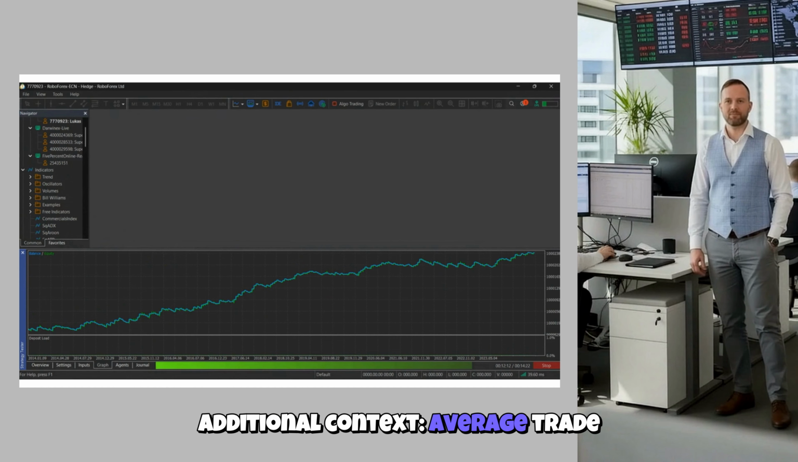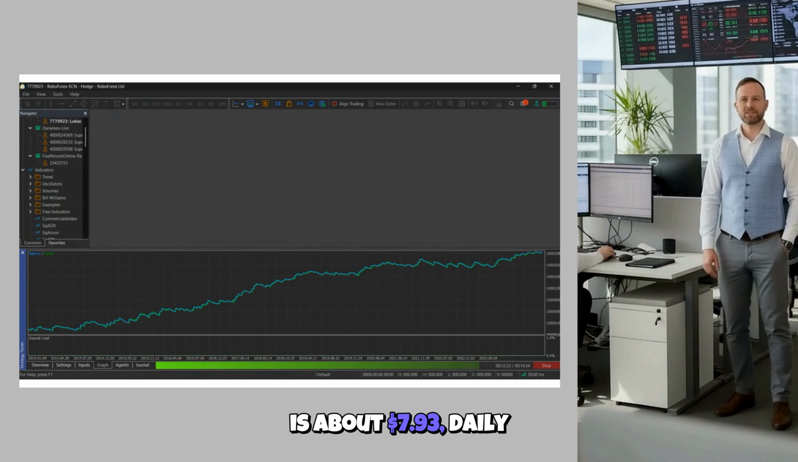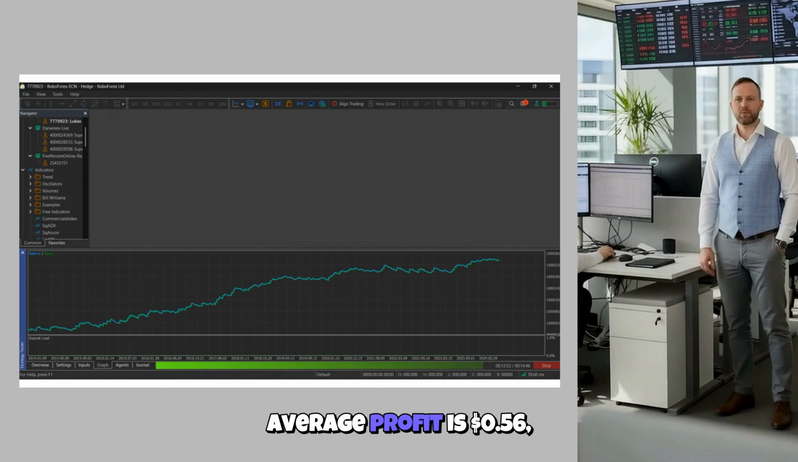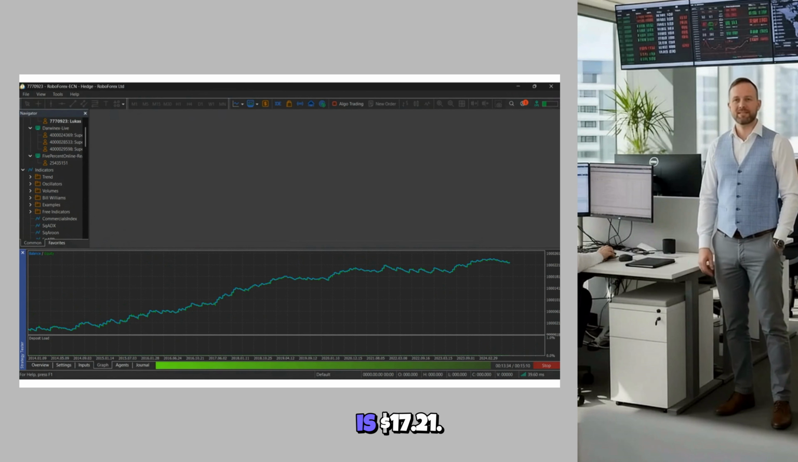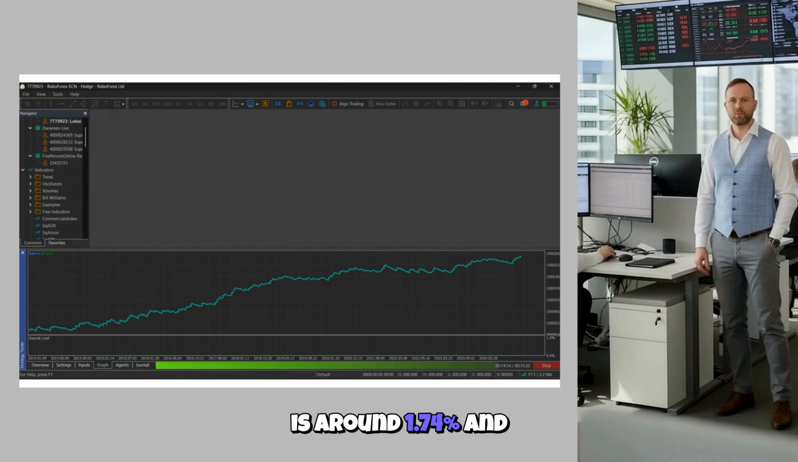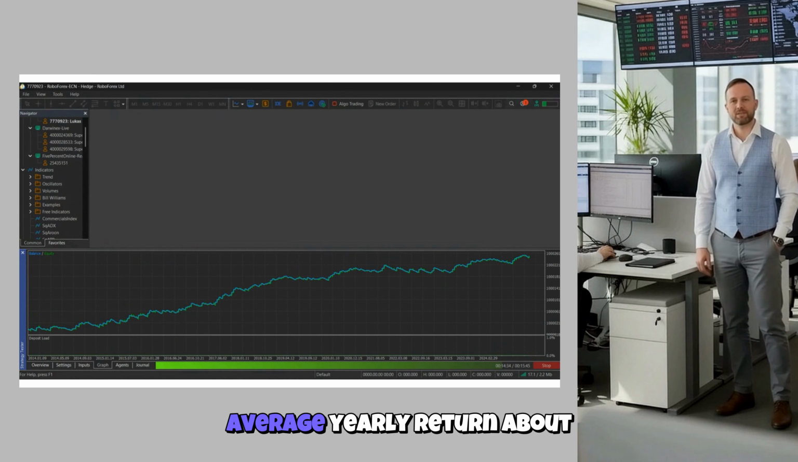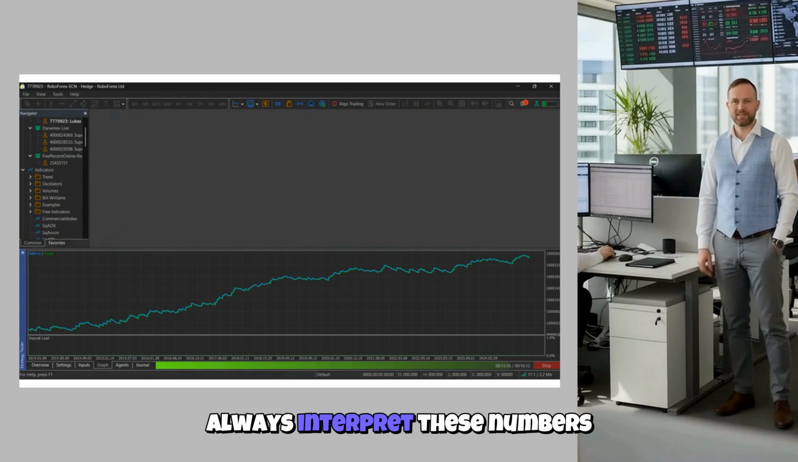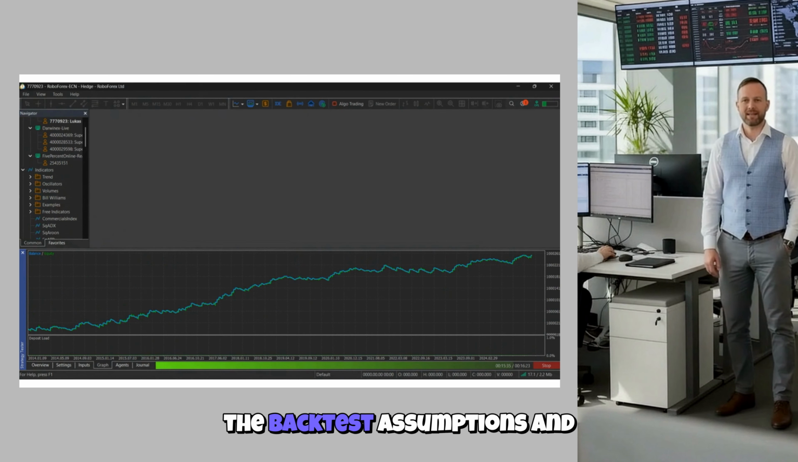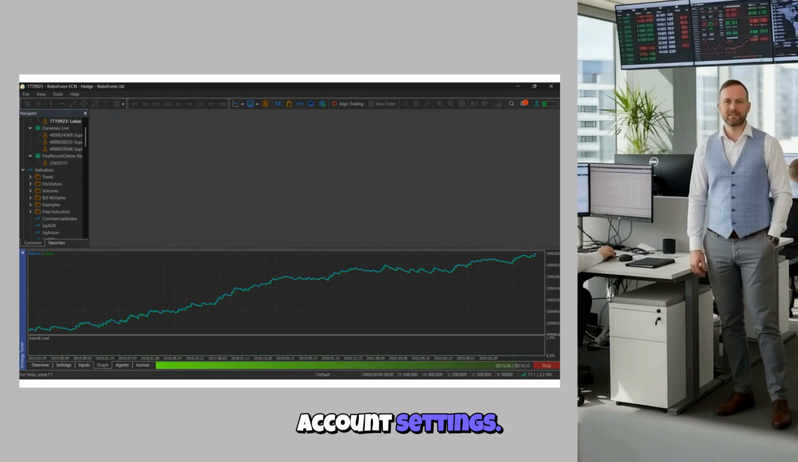Additional context, average trade is about $7.93, daily average profit is 0.56, and monthly average profit is 17.21. In this test, CAGR is around 1.74% and average yearly return about 2.06%. Always interpret these numbers in the context of the backtest assumptions and account settings.